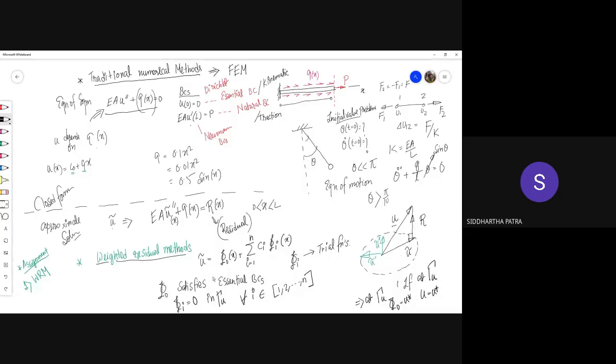First condition is whatever is the boundary condition on u, that directly applies to phi 0. So the job of phi 0 is to take care of the essential boundary condition. Now phi i's could be any function, but they must be 0 at the boundary where the value of u is given.